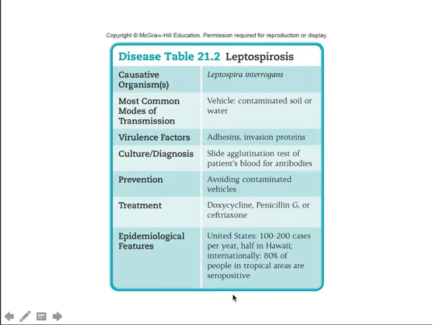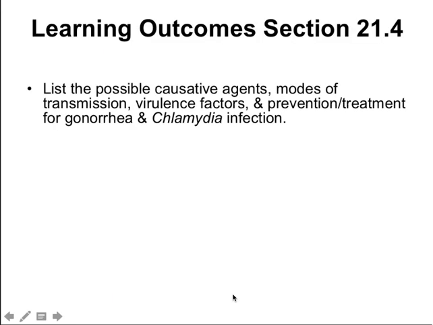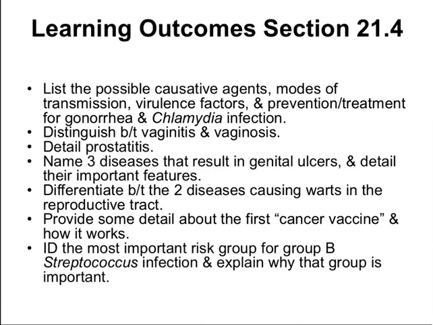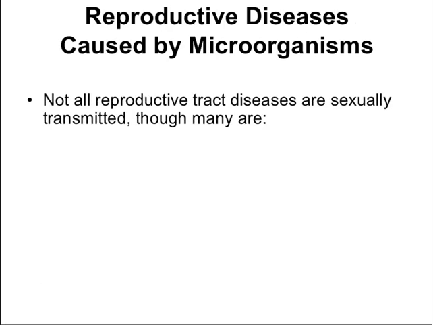So there's the rundown. Okay. We want to talk about chlamydia and gonorrhea. These are STIs. Distinguish between vaginitis and vaginosis. Talk about prostatitis. We'll differentiate between diseases that cause genital warts. Talk about cancer vaccines and talk about group B strep and why that group is important.